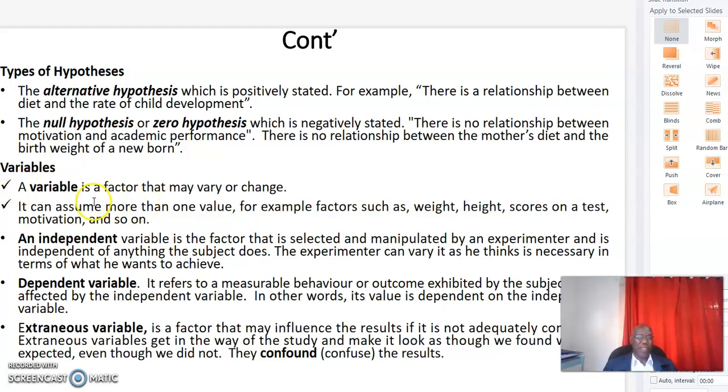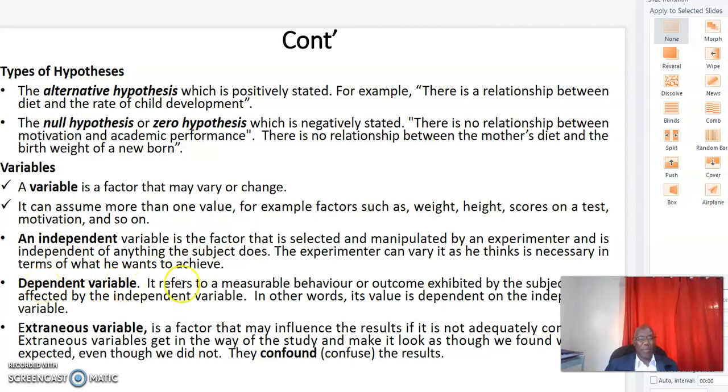Variables. A variable is a factor that may vary or change. It can assume more than one value. For example, factors such as weight, height, scores on a test, motivation, and so on. An independent variable is a factor that is selected and manipulated by the experimenter and is independent of anything the subject does. The experimenter can vary it as he or she thinks is necessary in terms of what he or she wants to achieve.